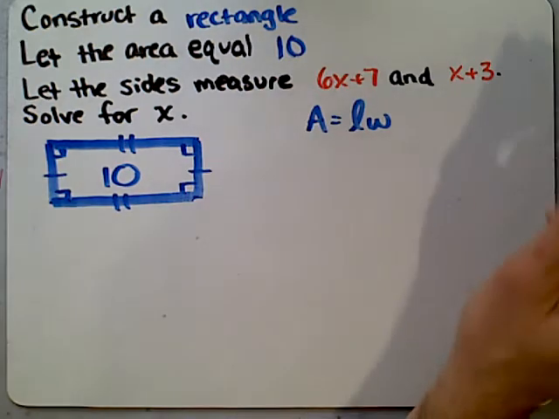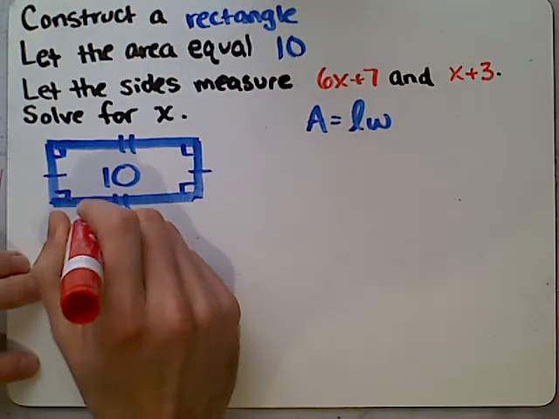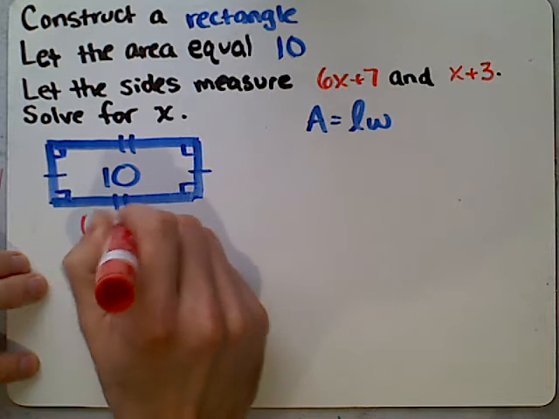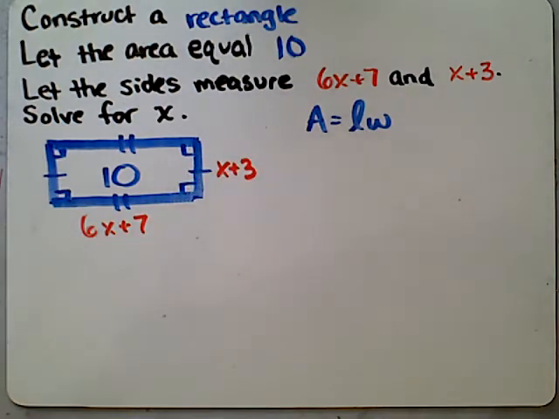Now the sides measure 6x plus 7 and x plus 3. It doesn't really matter which is the length and which is the width. So what I would do with the image is you can put 6x plus 7 here and x plus 3 there, or you can have those reversed. It really doesn't matter a whole lot.